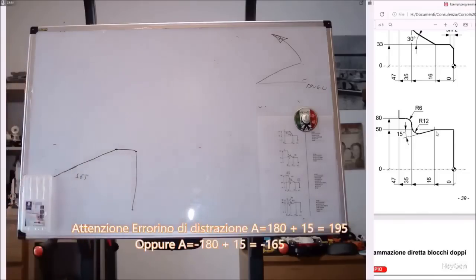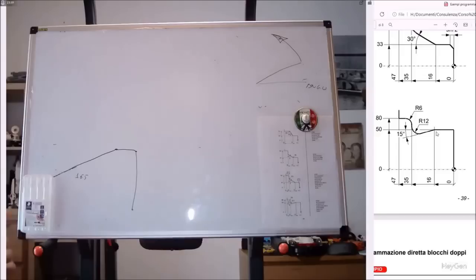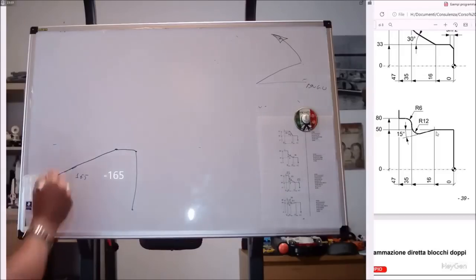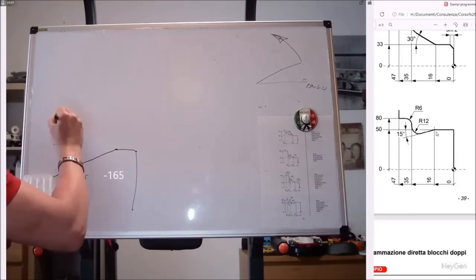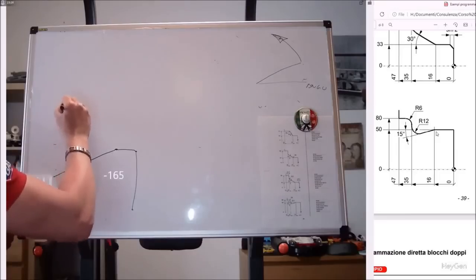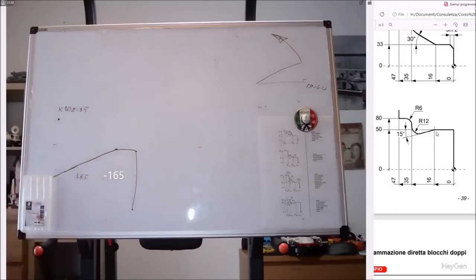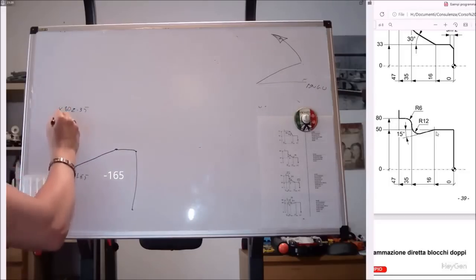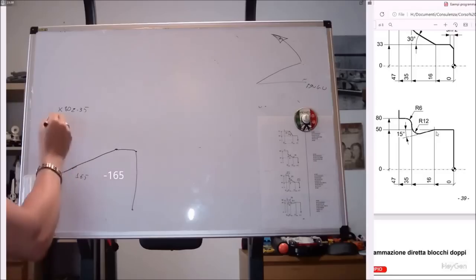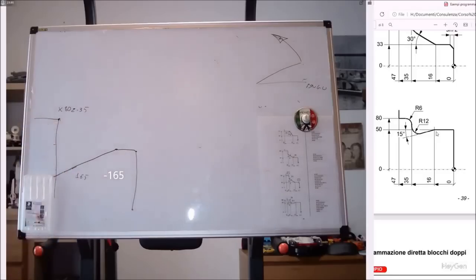It doesn't tell us, but what does it tell us? It tells us that the next block will be at X80, Z minus 35, so X80, Z minus 35. How do I get there? I get there vertically. You understand that I can draw it.